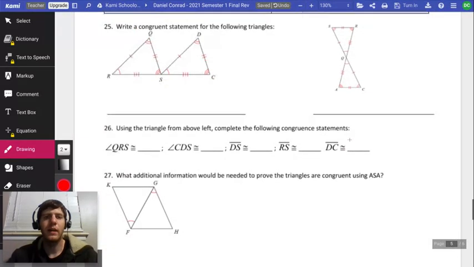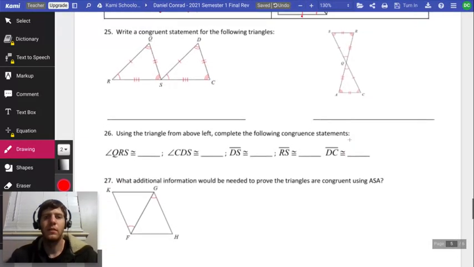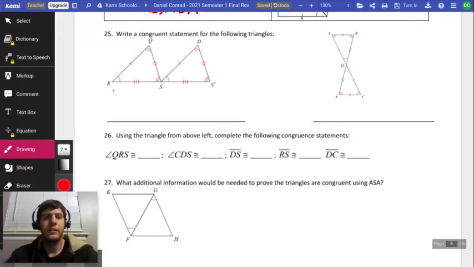Okay, 25, we want to write a triangle congruent statement. Okay, so again, there are 6 different ways to name a triangle. You can name the first one however you want. I'm just going to name it triangle RQS. Okay. And then you have to pick the matching corresponding parts. So R here has 1 arc, it corresponds with S. Q has 2 arcs, it corresponds with D.